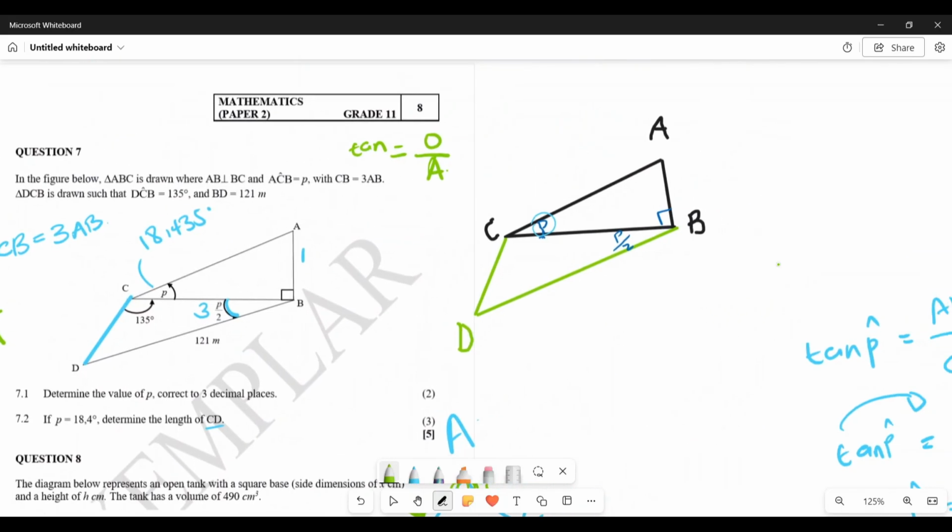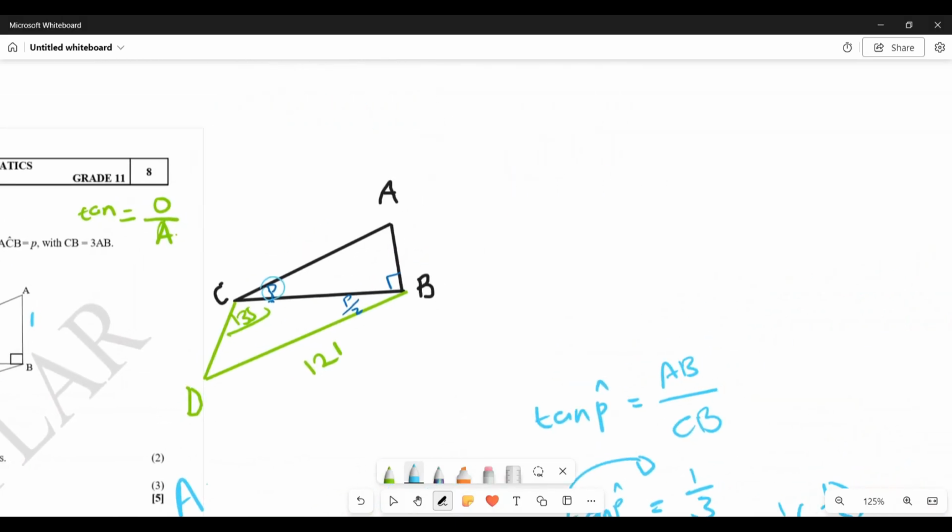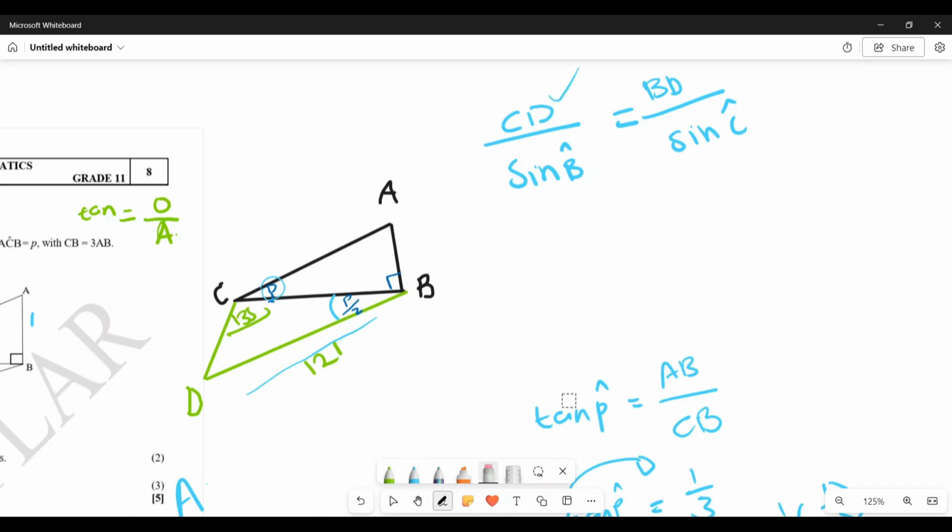Now here, I know that this is 121 and I have this angle here as 135. I'm trying to find my CD. So basically here, my sine rule, I could say, all right, CD divided by the sine of the angle opposite to CD, it's my angle B, this is equals to the line from B to D over sine of the angle opposite to that line, which is angle C. So basically I could use this to solve for my length of CD. Now let me go about doing that.